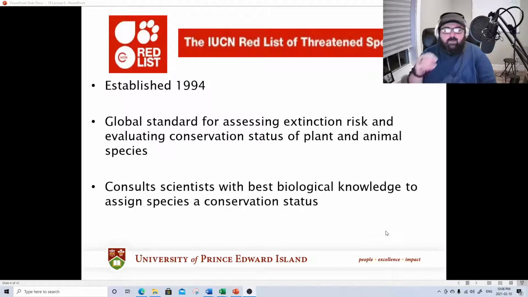So we're going to go back to the IUCN Red List. It was established in the 90s. It's the global standard for assessing extinction risk and evaluating conservation status of both plant and animal species, and they consult with scientists who have the best knowledge of the species to assign a conservation status.